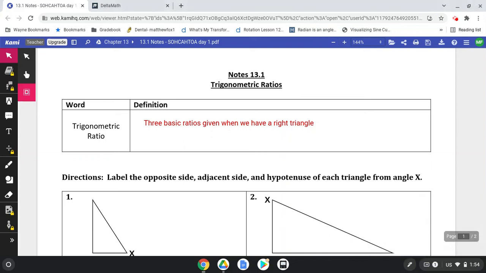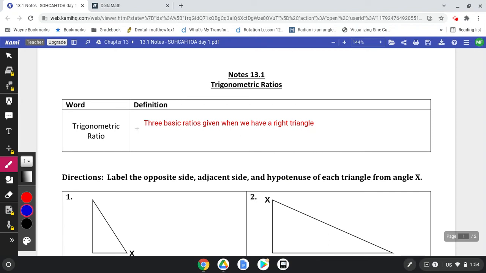Today we are going to start talking about trigonometric ratios. And when I first say that, probably lots of you are unsure what that means. If you look right here, it says three basic ratios given when we have a right triangle. A couple things to notice. First, to have these trigonometric ratios, we have to have a right triangle. Hopefully you remember that means there has to be a 90-degree angle.